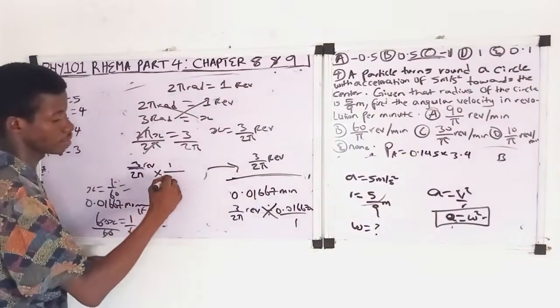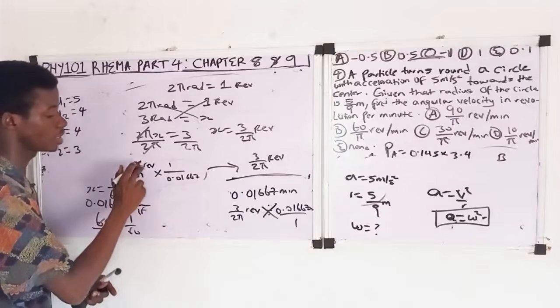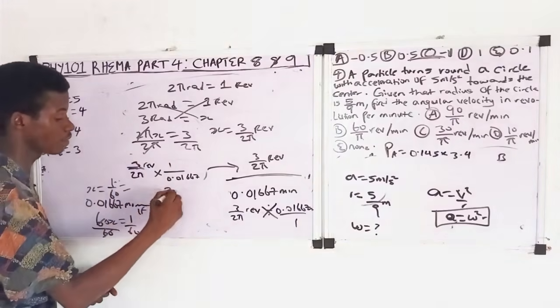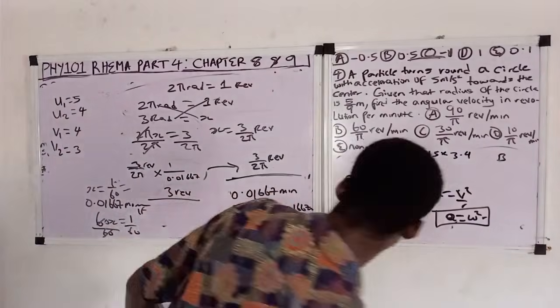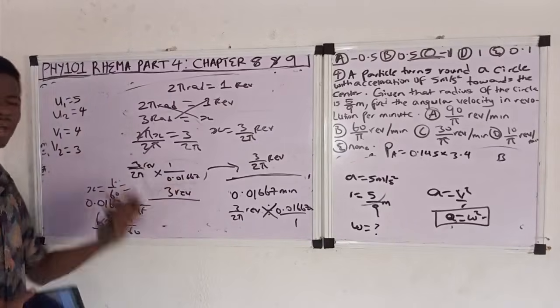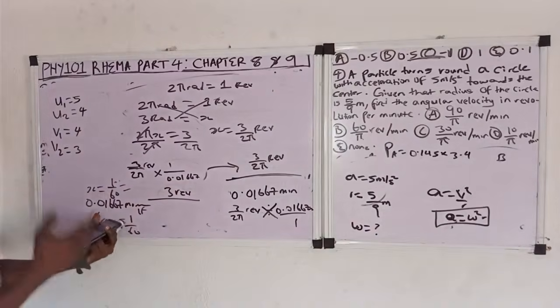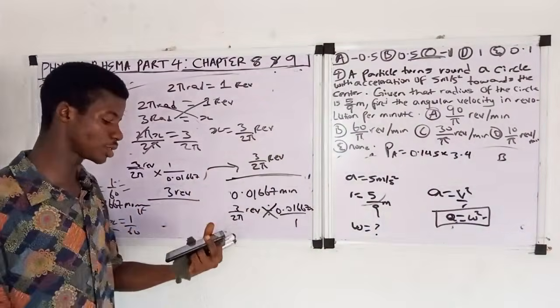So 0.01667, right? So this one times this. 3 revolution times 1 gives us 3 revolution. Then 2 pi times this one. Let's just use the calculator straight. Let's not stress ourselves. So let's just do it.